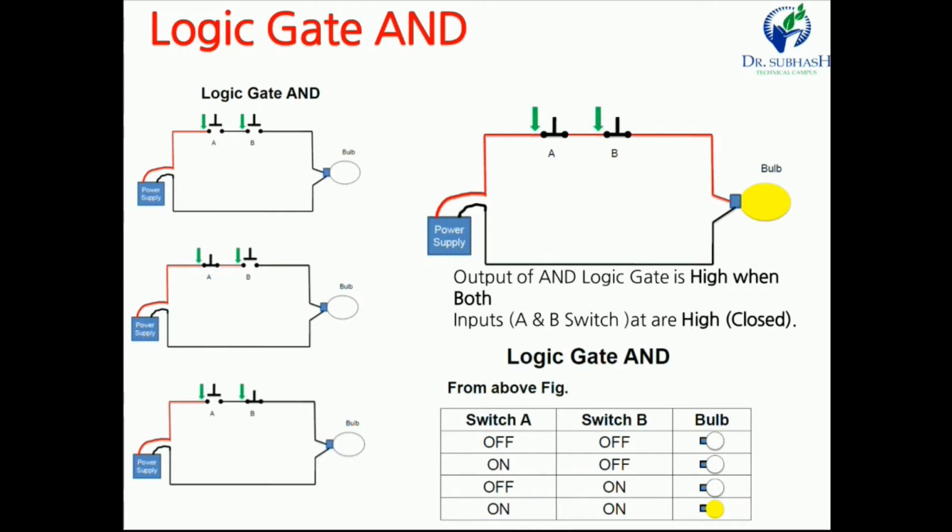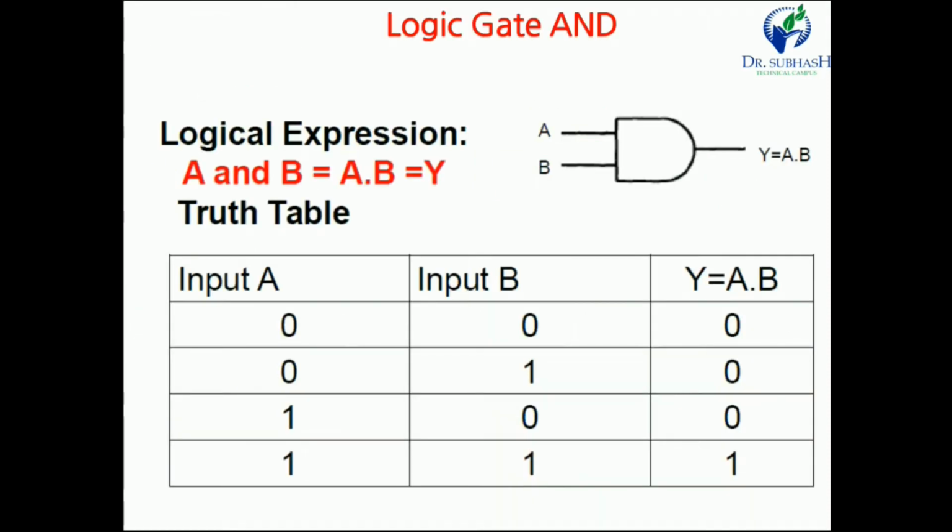So let's draw one table, and this table is known as a truth table. Now this is the symbol of the AND gate. Here we give two inputs A and B, but more than two inputs are also possible in all these logic gates. Means in AND gate and OR gate, more than two inputs are available, but in the NOT gate there is only one input.